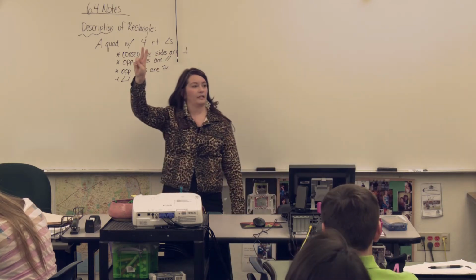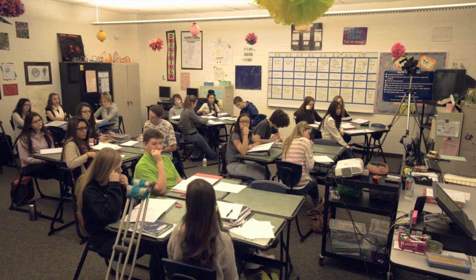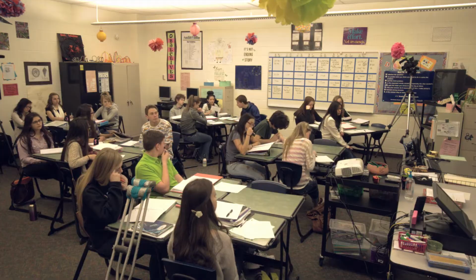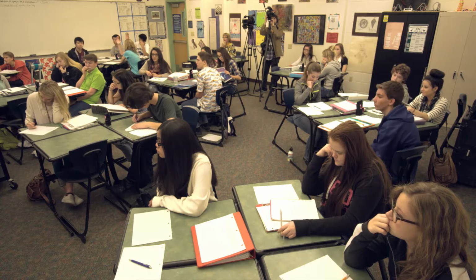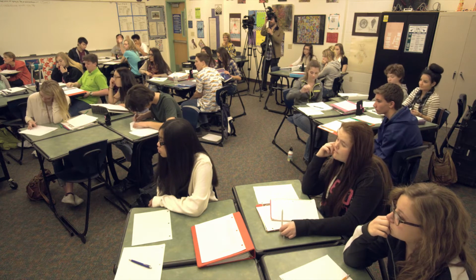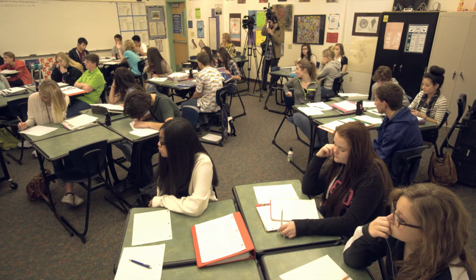All right, Cody, what's one way? The diagonals bisect each other. Diagonals bisect each other. Bridget? If both pairs of opposite angles are congruent, then it's a parallelogram. And we already said we've got right angles, so we definitely fit that, huh?